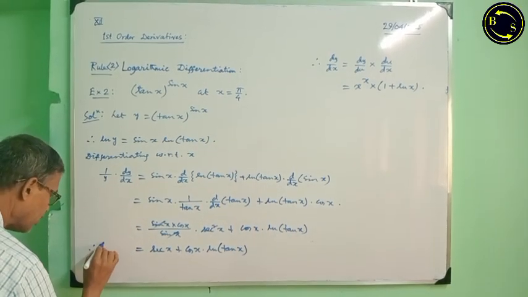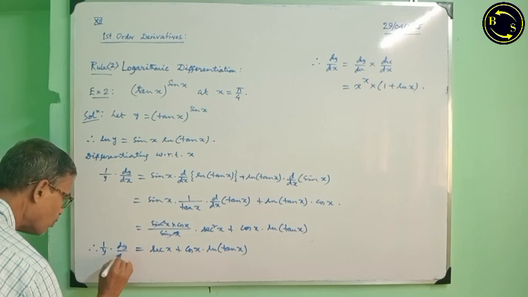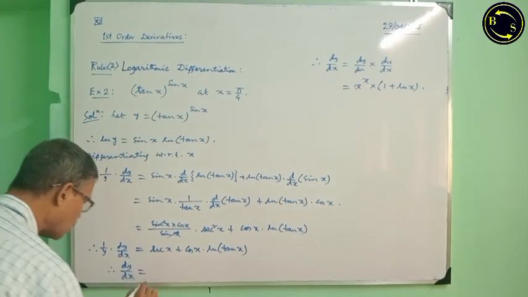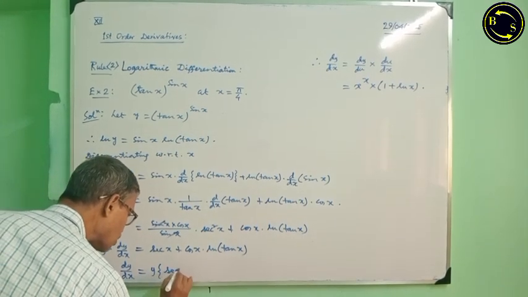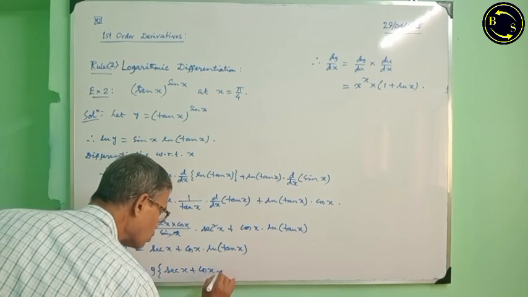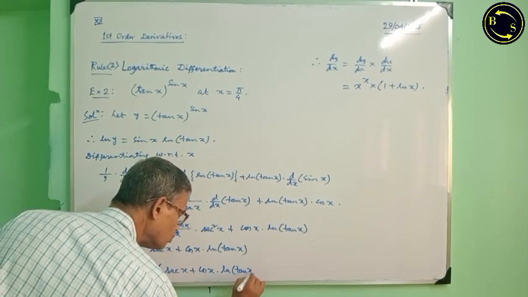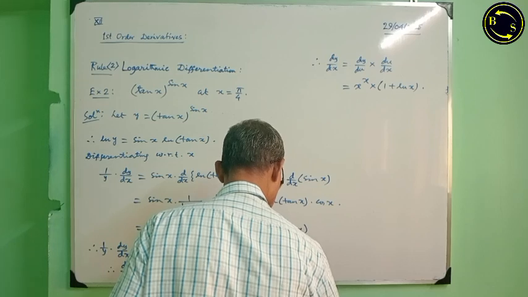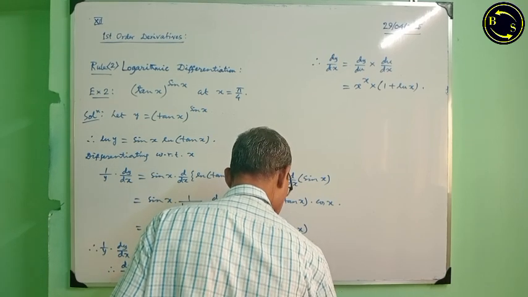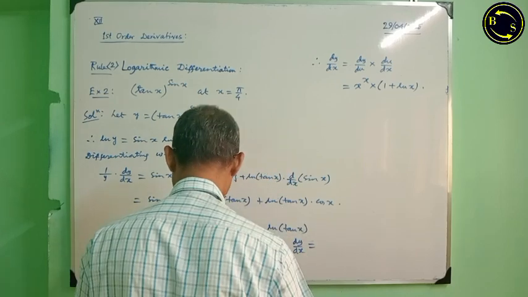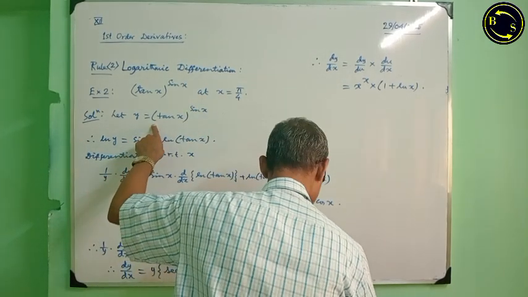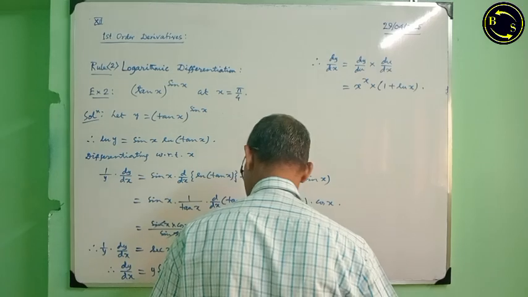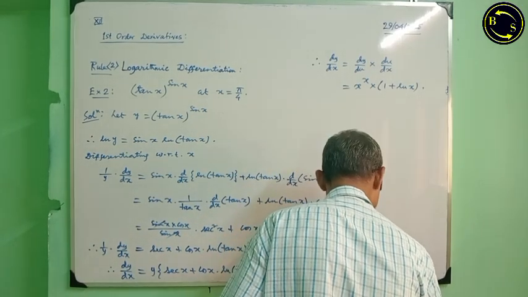I write this one here, 1 by y. Therefore, dy/dx is equal to y into sec x plus cos x into log of tan x. dy/dx is equal to, in place of y, we put this value within brackets, this large expression.